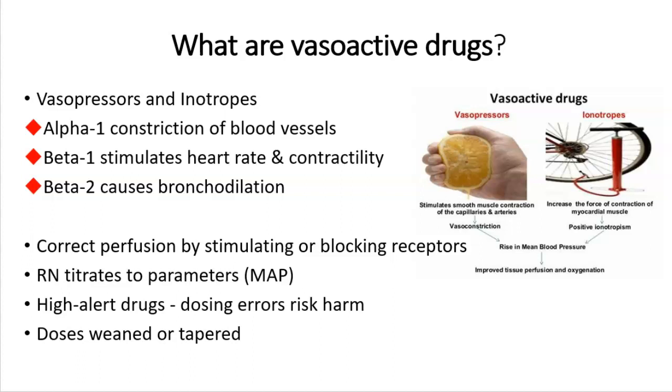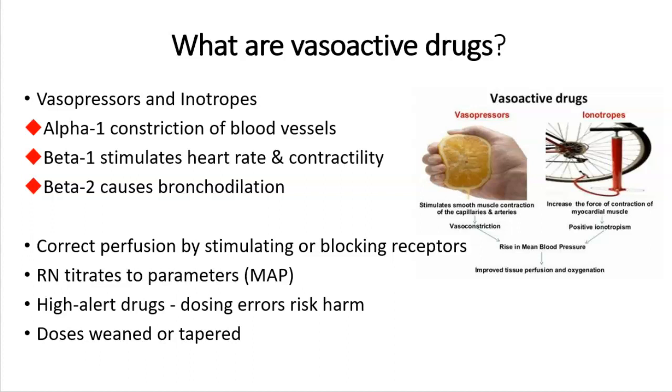So remember to review the patho of alpha 1, beta 1, and beta 2. Alpha 1 constricts the blood vessels, beta 1 acts in the heart on contractility, and beta 2 works to cause bronchodilation.